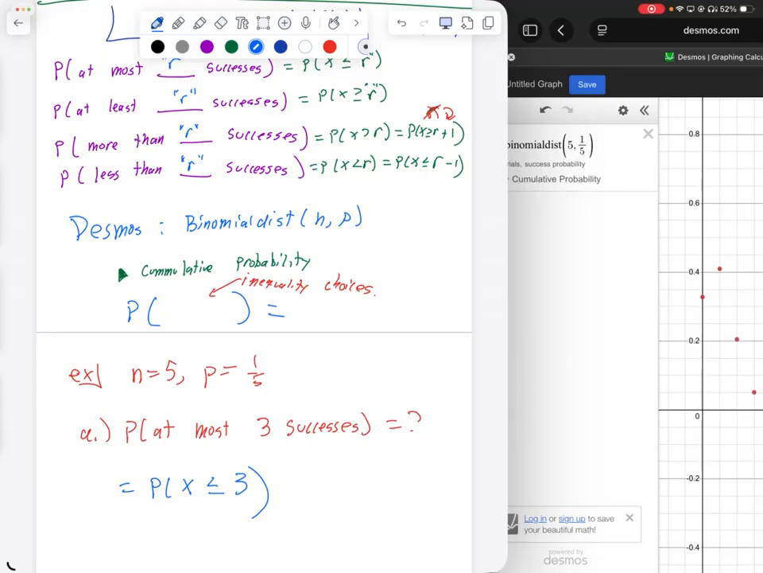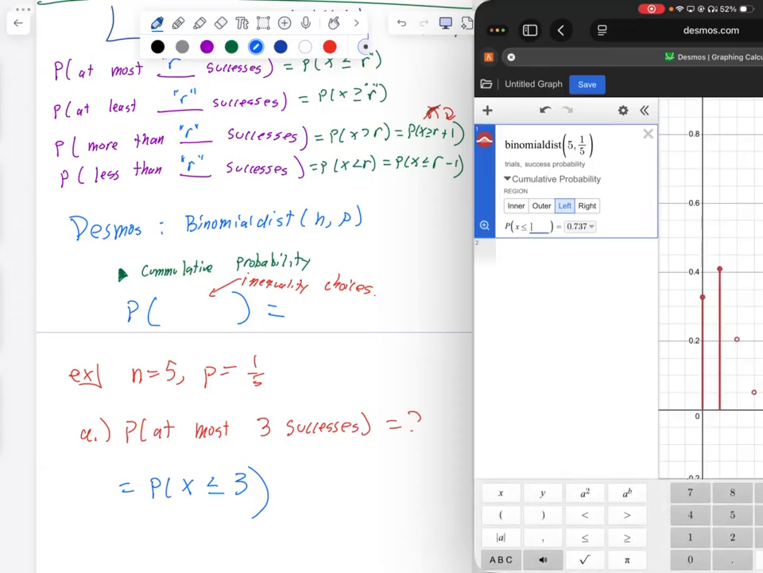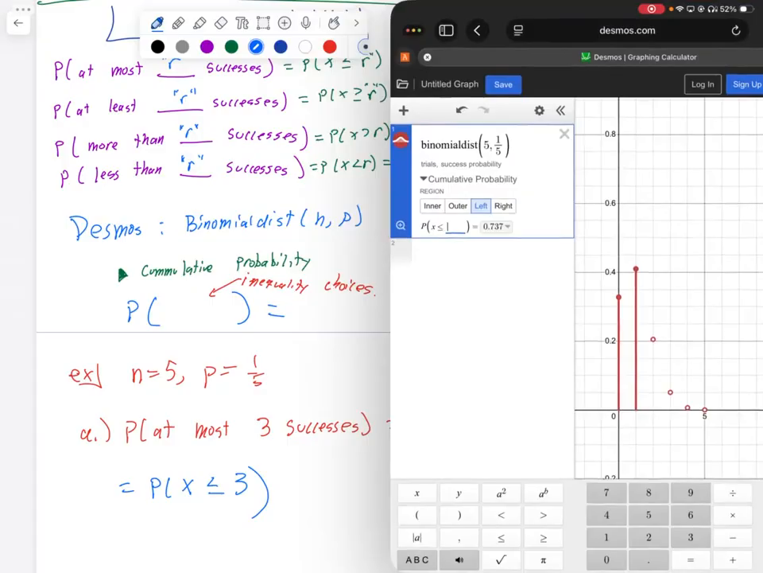So here's how we can do it now. I did this right here. So you see how it says cumulative probability? I can click on that. And look, inequalities. Which inequality do we want? Inner, outer, left, or right? Where do we want the inequalities? Right now, we shouldn't be using the first two. Left. And look, it changed it to less than or equal to, and what do we want? We want 3. So I'm going to change it to less than or equal to 3.